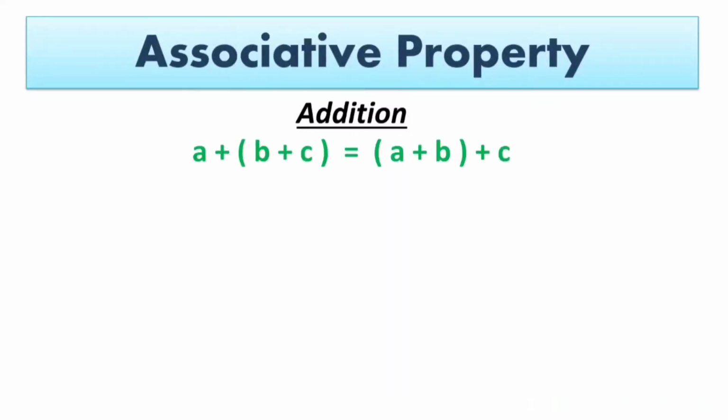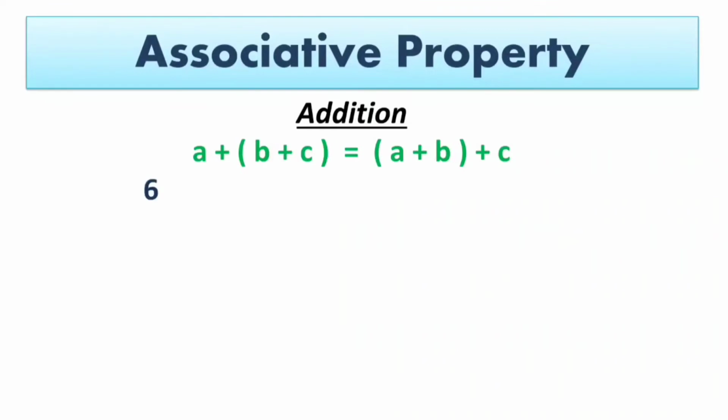Associative property is also true for addition and multiplication. When there are three or more numbers added, the sum is the same regardless of the way in which the numbers are grouped. Here we have three variables A, B and C. In first case, two variables B and C are grouped, and in second case A and B is grouped. So we get A plus (B plus C) equals (A plus B) plus C.